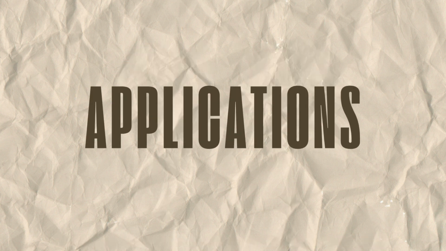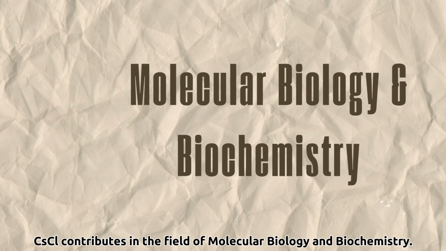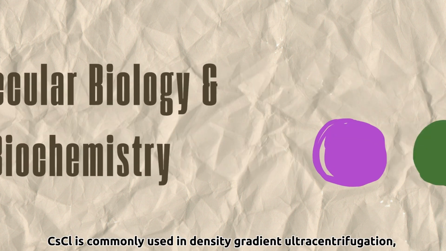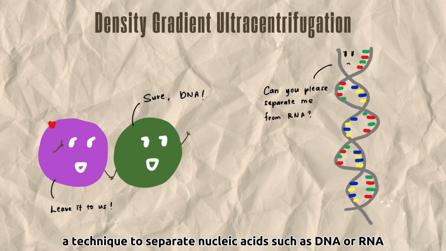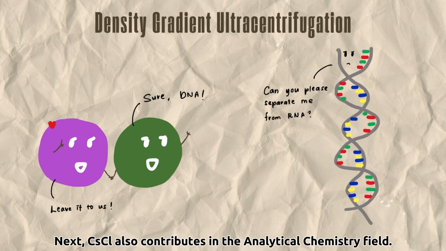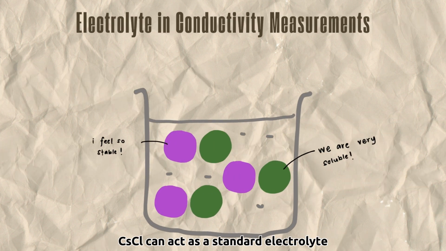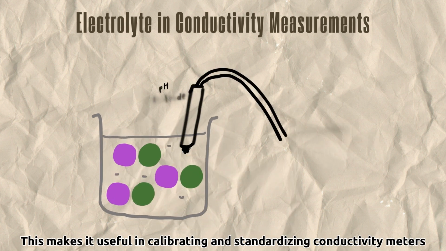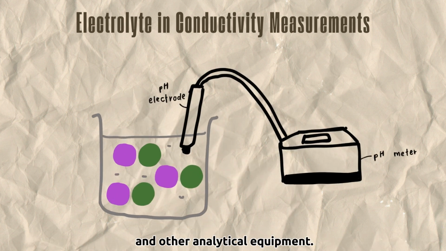Moving on to the applications. Cesium chloride contributes in the field of molecular biology and biochemistry. Cesium chloride is commonly used in density gradient ultracentrifugation, a technique to separate nucleic acids such as DNA or RNA based on their buoyant density. Next, cesium chloride also contributes in the analytical chemistry field. Cesium chloride can act as a standard electrolyte because of its high solubility and stability. This makes it useful in calibrating and standardizing conductivity meters and other analytical equipment.